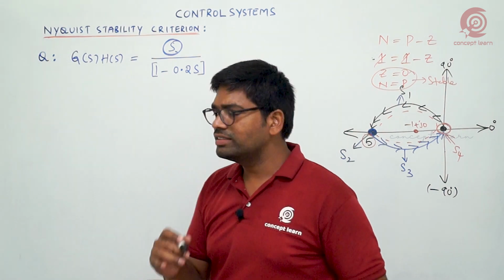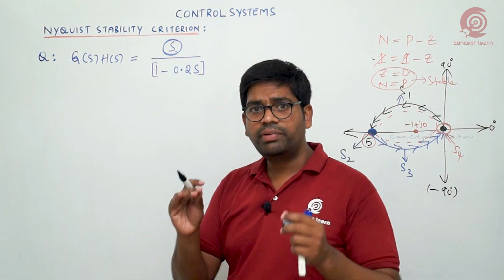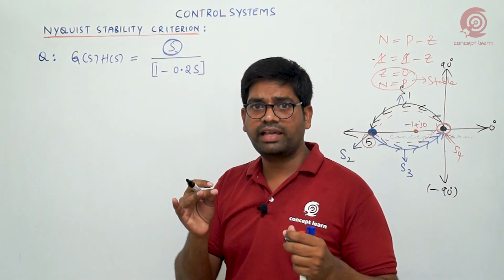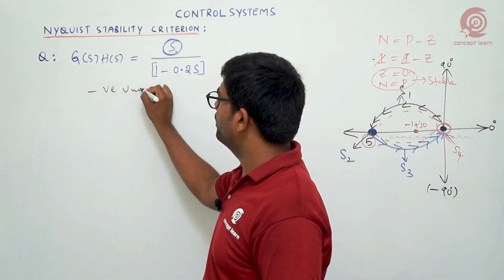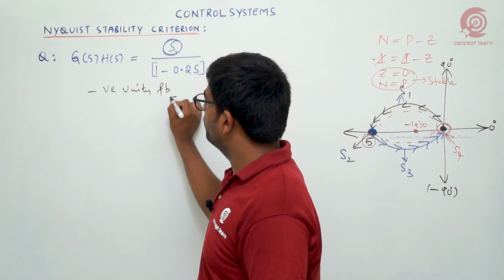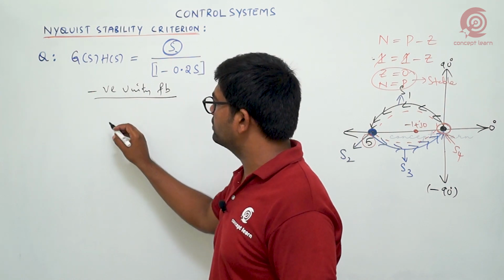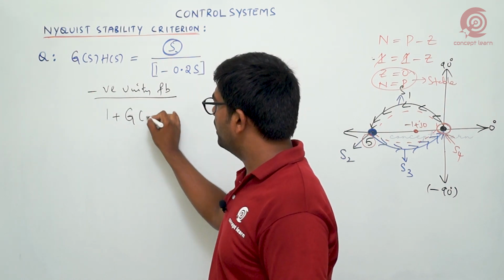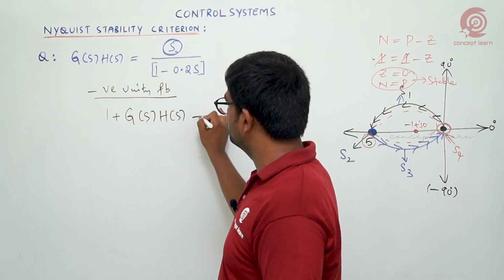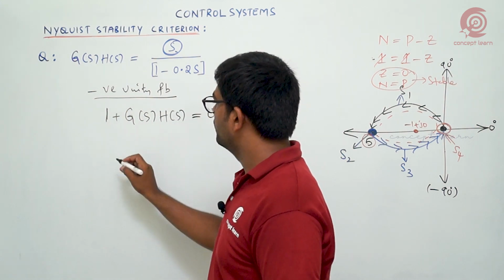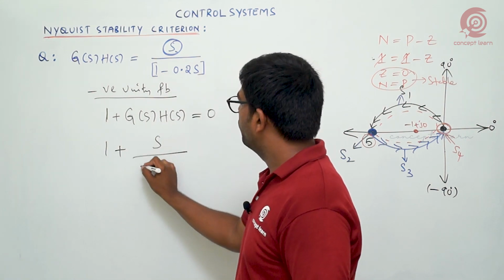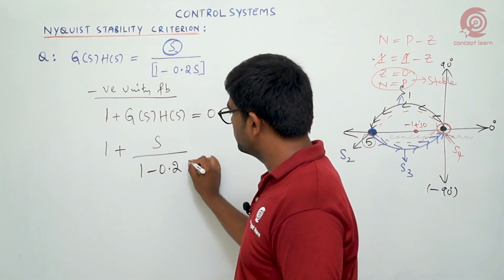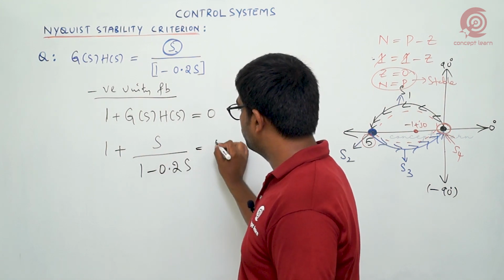Okay, when we construct the characteristic equation, before constructing it I am assuming negative unity feedback is used. What will be the characteristic equation? 1 plus G(s)H(s) is equal to 0. So 1 plus what is G(s)H(s)? It is given as s by 1 minus 0.2s, which is equal to 0.